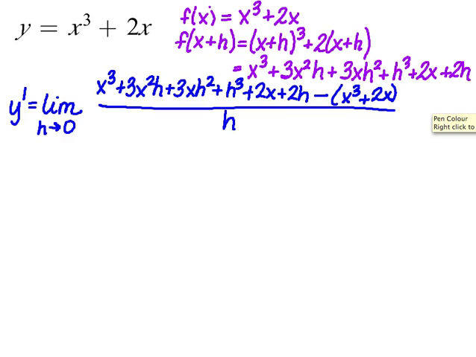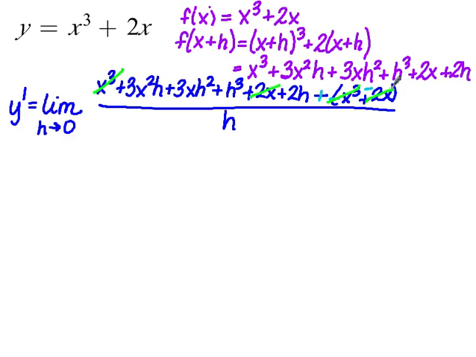What should I do next? Okay, first thing I need to do is distribute my signs, and then I'll cancel. Currently, if you don't distribute your signs, you can't cancel them out. So let's see, what can I cancel? X cubed. What else can you cancel? 2x.